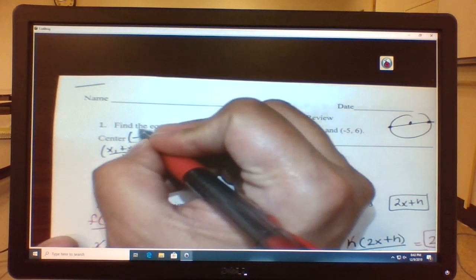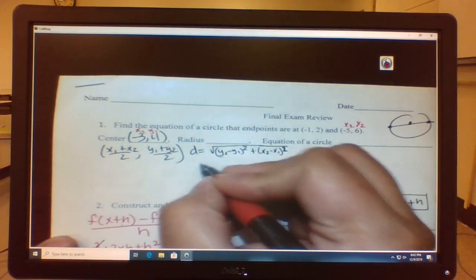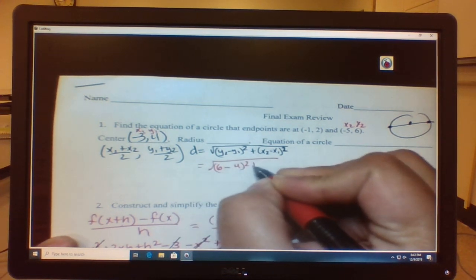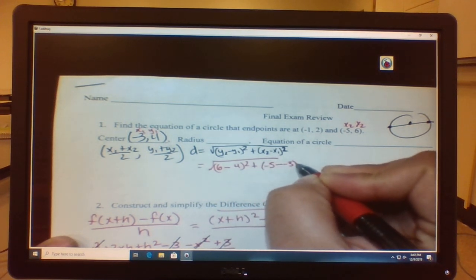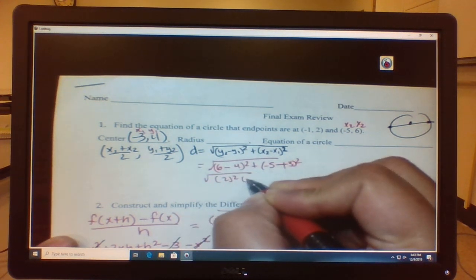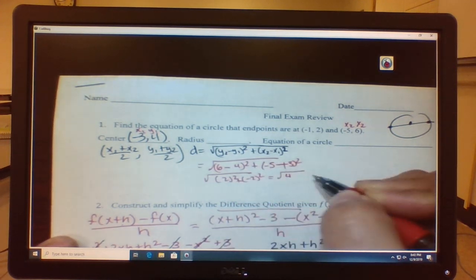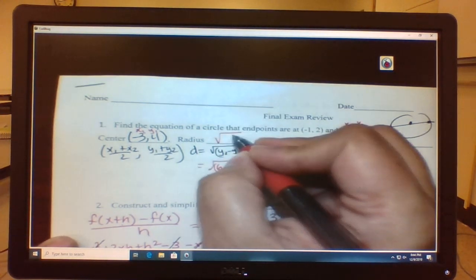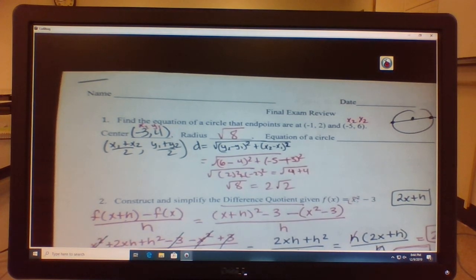So I'm going to use this. This is going to be my x1, y1. This is going to be my x2, y2. Square root of 6 minus 4 squared plus -5 minus a -3 squared. 2 squared. That becomes a plus. -2 squared. 4. Did I mess up? No. 4 plus 4. What's 4 plus 4? Square root of 8. That is your radius. Now, you could change it to this if you wanted to. It's going to be okay.